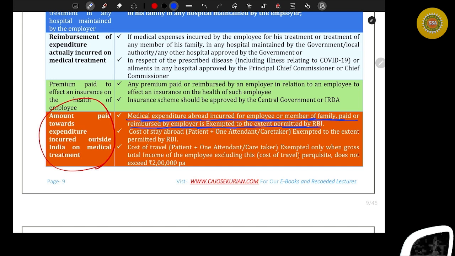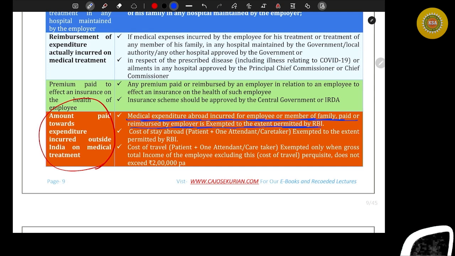So listen, very simple. You are planning to undergo treatment overseas. Either you being the employee or your member of household is planning for an overseas treatment. So what they are saying is medical expenditure abroad incurred for the employee or the member of family paid or reimbursed by the employer is exempted subject to the limit permitted by RBI. So in an examination question, they will clearly mention what the limit is. You don't have to remember the LRS and you don't have to write anything. They will mention the limit.